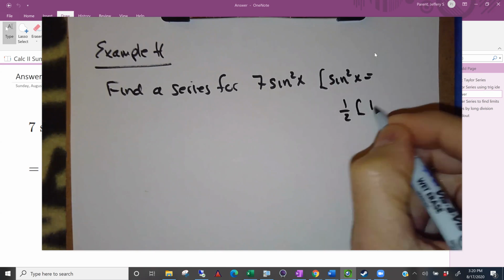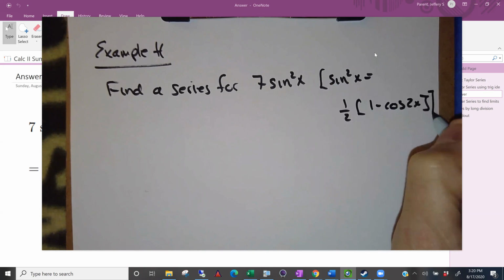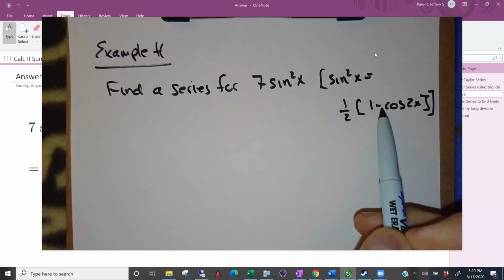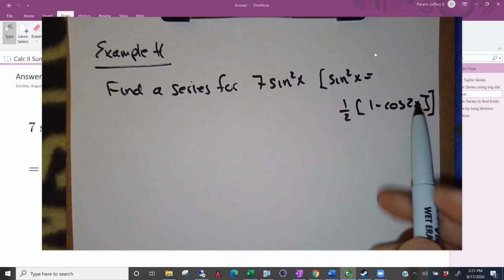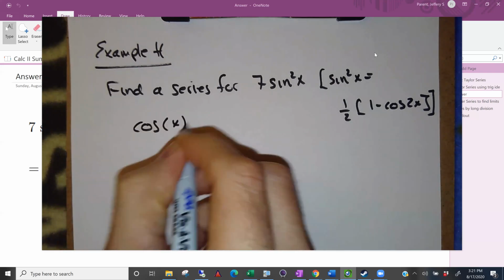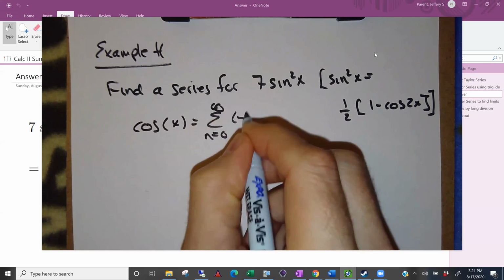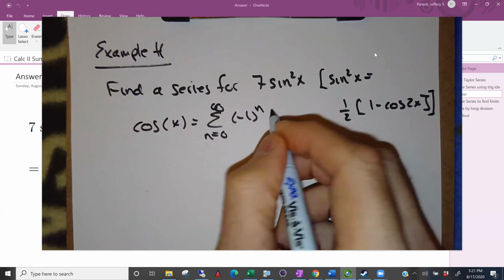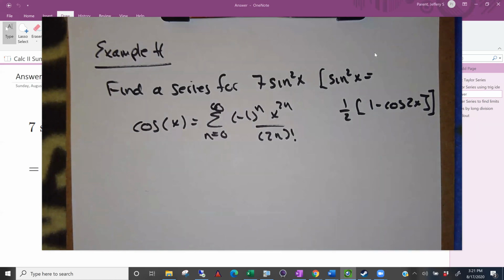Sine squared is 1 minus cosine of 2x over 2. So we can use this identity because this is a known series for cosine of 2x. We can plug in 2x into that known series. Just as a reminder, cosine of x has this series, the sum from n equals 0 to infinity of -1 to the n, x to the 2n over 2n factorial. So you plug 2x in there and make some headway.